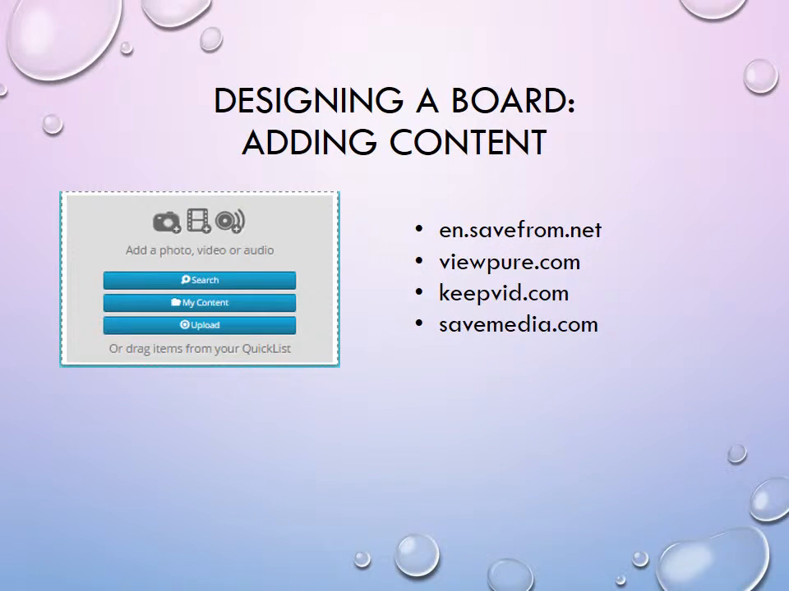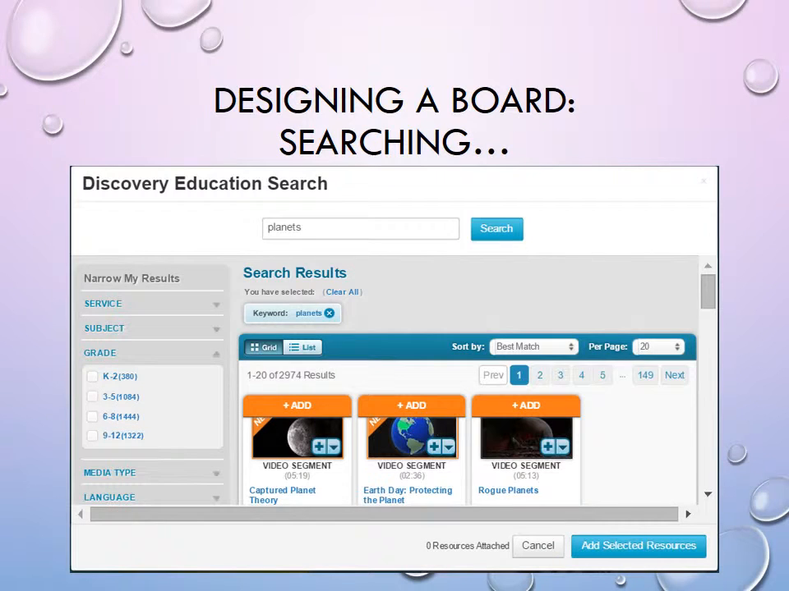You can add photos, video, or audio clips to your board by searching Discovery Ed, choosing files saved on your Discovery Ed account, or uploading files from your computer. You can use the sites listed here on the right side to snip YouTube videos so they will play without advertisements.